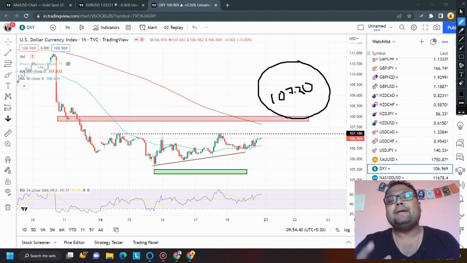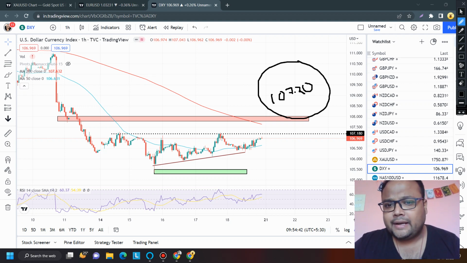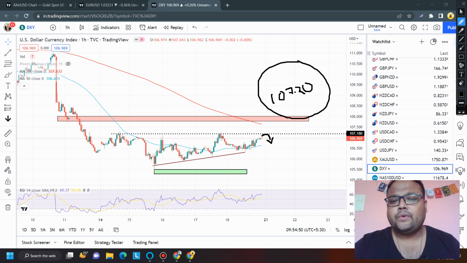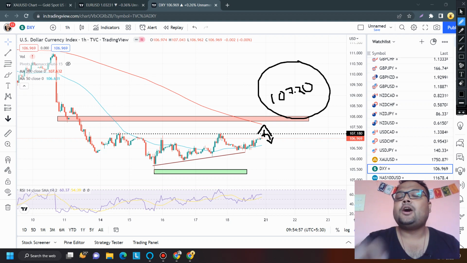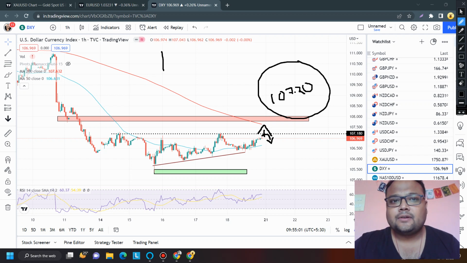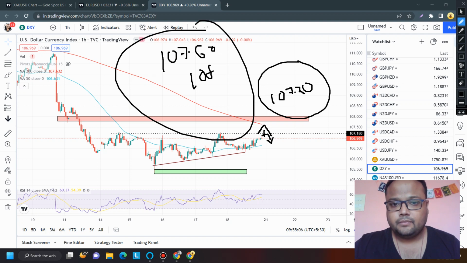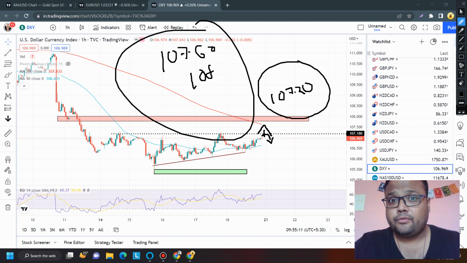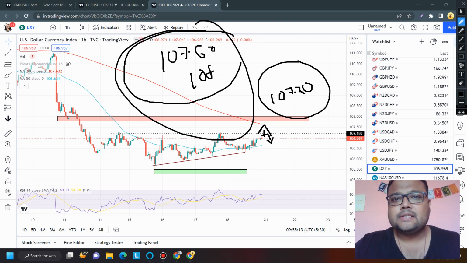If the volatility remains the same, then we can expect the market to reverse from 107.20. But in case we see a good amount of volatility, unlike the past week, we will get to see DXY breaking the resistance and going up, because after all 107.20 is not a very strong resistance for DXY. The next big resistance for DXY is around the 107.60 to 108 level, because previous support is acting as resistance, and we have also got the 200 moving average. So this is the next big resistance for DXY.